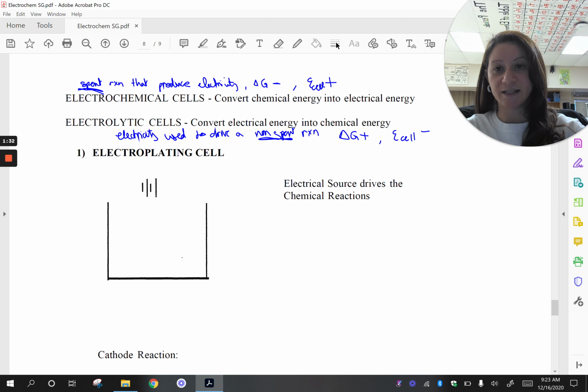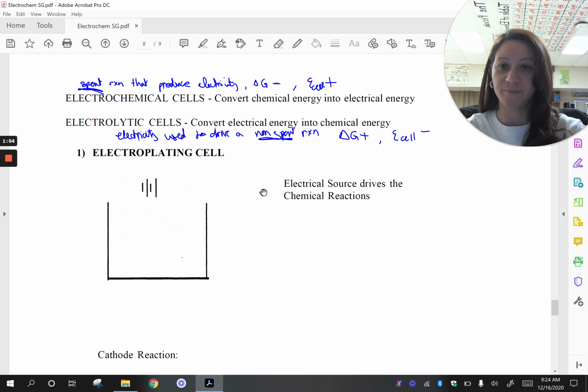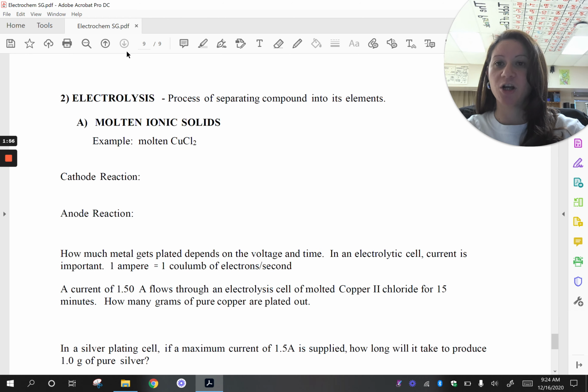There are two different types of electrolytic cells. First, we have electroplating cells. That's when you want to plate something. For example, if you have a coin and you want to put a thin layer of a different metal on the outside, you're plating it. So you use electricity to put a thin layer of another metal on the outside. Then we also have electrolysis. Lysis means to cut, and so we are going to use electricity to break down a compound.